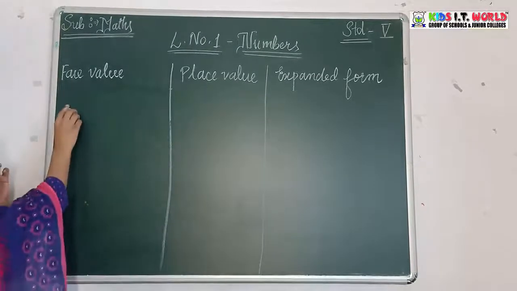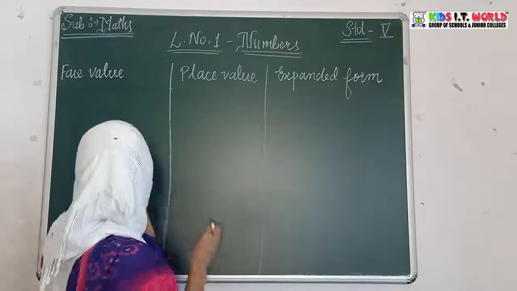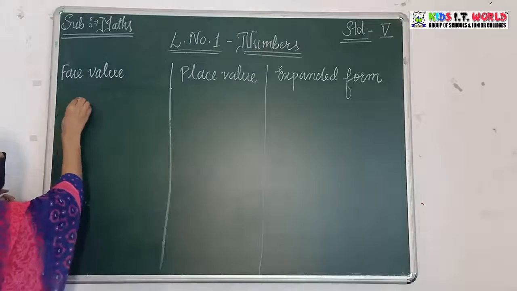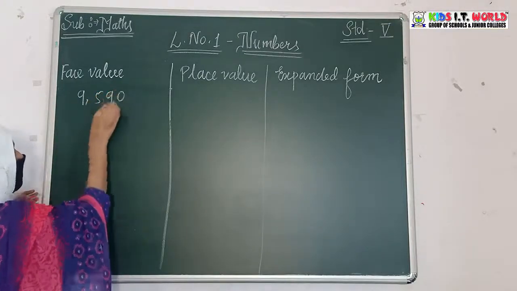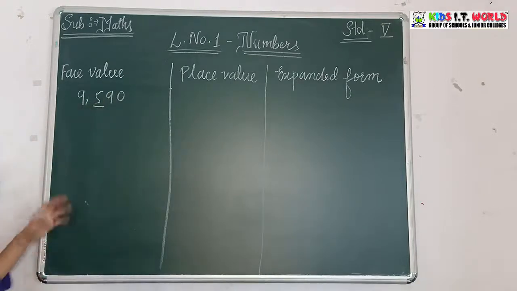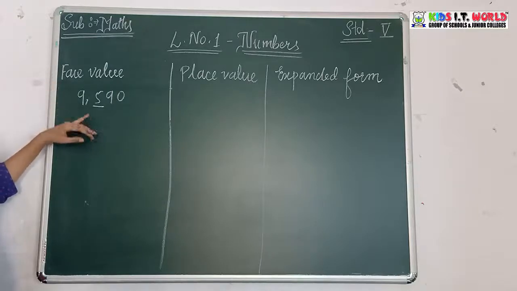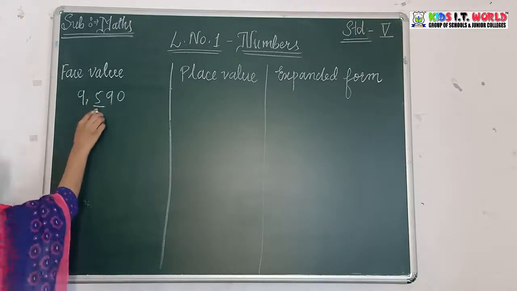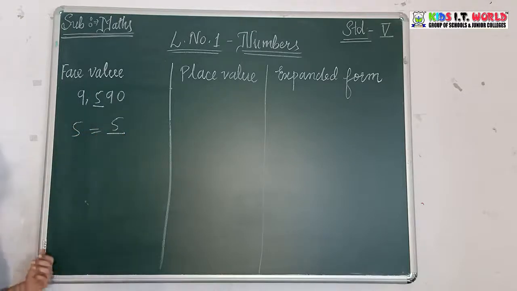Here our next topic is place value and the expanded form of the number. If you want to find the place value, suppose the question is given to you that is 9,590 and you have to find the face value of this 5. So remember what is the face value? Face value of the number is the number itself. Means what is the face value of 5? Face value of the 5 is the number itself.